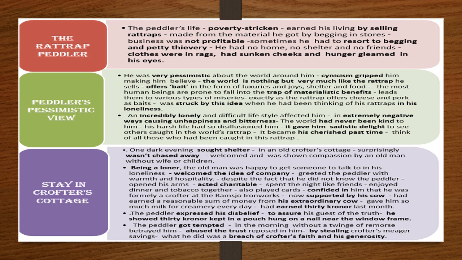So, in order to assure his guest of the truth, the old man showed the 30 kroner to the peddler. Now the peddler got tempted when he got easy access to the crofter's money, and in the morning, without a twinge of remorse, betrayed him and abused the trust reposed in him by the old man by stealing his savings, that was 30 kroner, which he earned by selling his cow's milk, and left from there. What the peddler did was definitely a breach of the crofter's faith and his generosity.